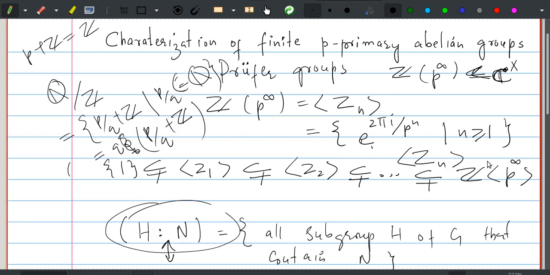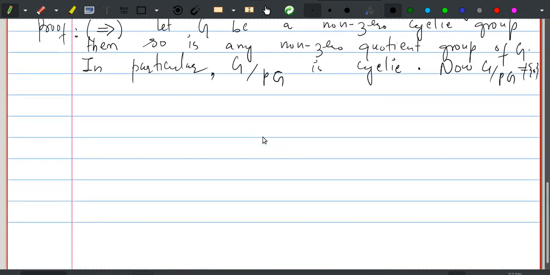Now one can prove that this Z_{p^∞} is isomorphic to the p-primary component of Q/Z. But to prove this result here is beyond the scope of this lecture, so let us stick to our business.